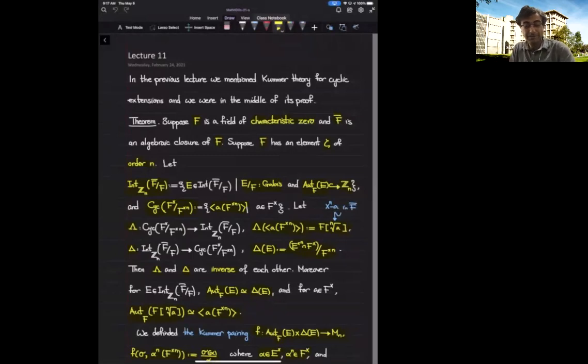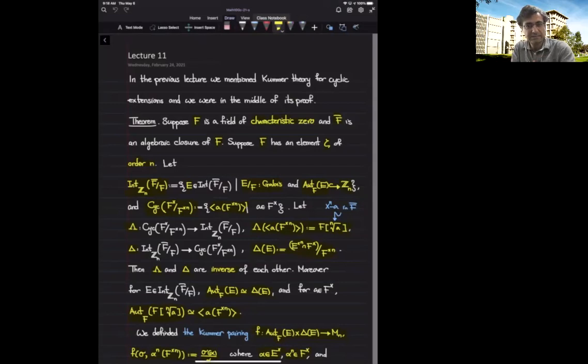In the previous lecture, we started proving Kummer theory for cyclic extensions. Kummer theory gives us a natural bijection between group homomorphisms from the automorphisms of F bar over F to a cyclic group of order n, and group homomorphisms from F cross to cyclic groups of order n.